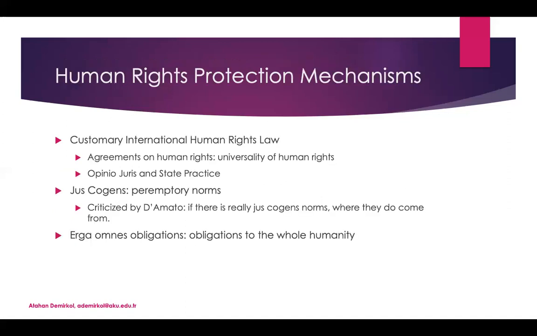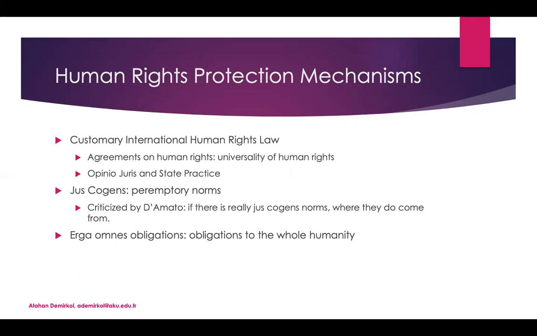So when we come to human rights protection mechanisms, we see customary international human rights law, and as I said a couple seconds ago, there are jus cogens norms and erga omnes obligations. Customary international human rights law comes from the agreements on human rights. It provides the universality of human rights, and how we can produce customary international law? There are two components for production of customary international law. The first one is opinio juris. The second one is state practice.